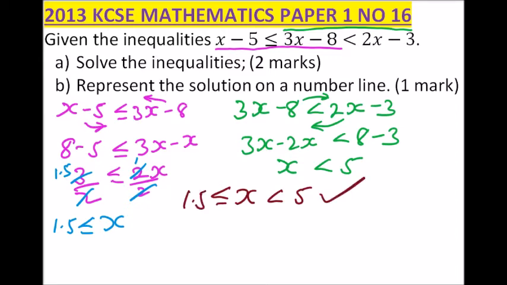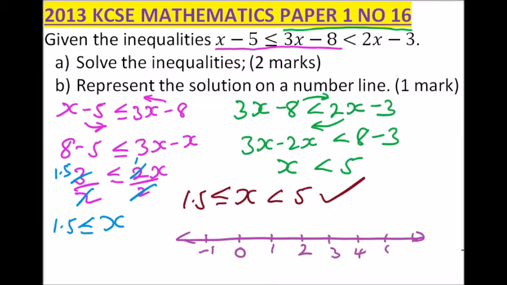Part B represents the solution on a number line. So this is our range, and therefore x can be 1.5 because it is greater than or equal to 1.5 but cannot be 5. So you draw your number line. Let's put that as a starting point. We have minus 1. We can have 1, 2, 3, 4, 5, and 6. You don't have to use a scale because you are just representing this range.